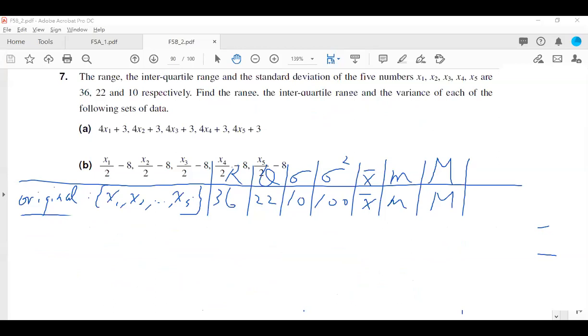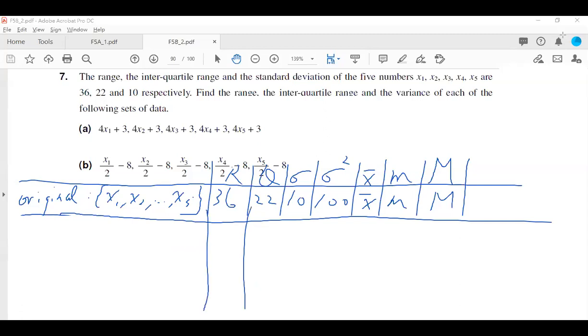The original set of data is still x1 to x5, and the original range is 36, original IQR is 22, sigma is 10, and so on, okay? The original numbers has no change. But this time our change will be, oh, sorry. Our change will be like this. So what is the first change? Can you see this? Can you see what is the first change in part B?